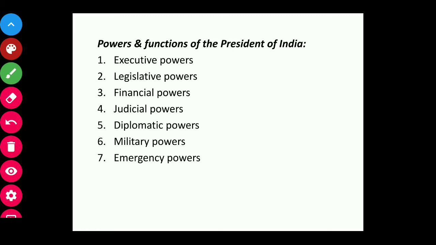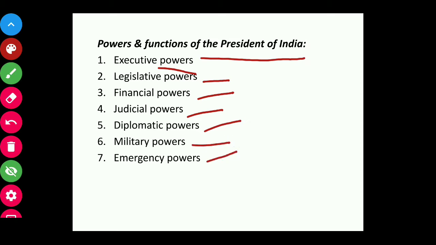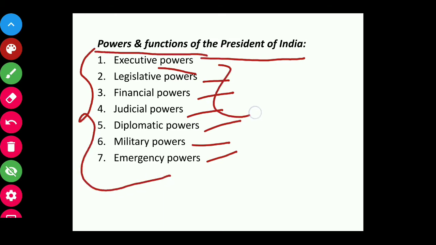The powers and functions of the President of India. The President has executive powers, legislative powers, financial powers, judicial powers, diplomatic powers, military powers, and emergency powers. So these are the 7 powers which a President of India exercises in his duties.